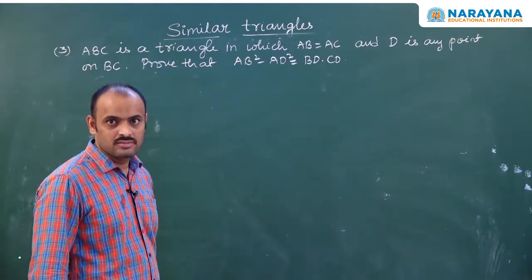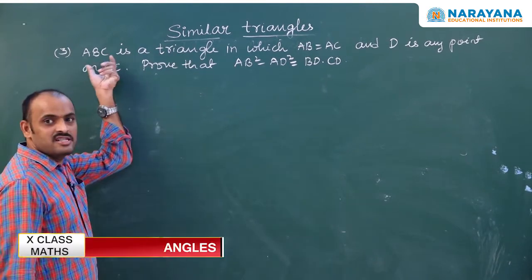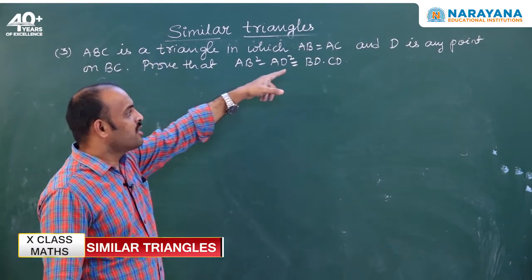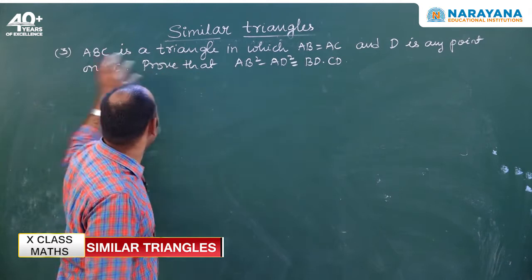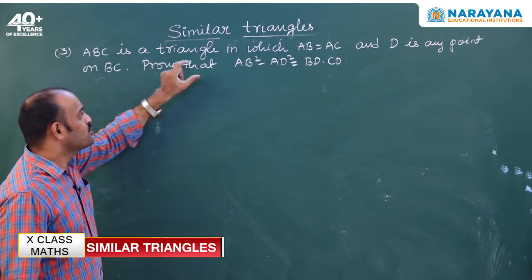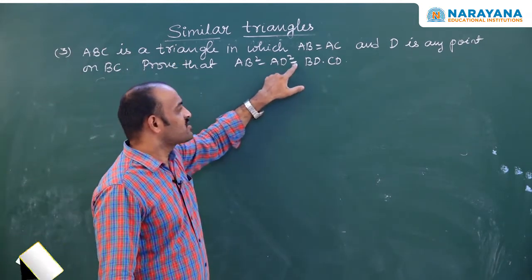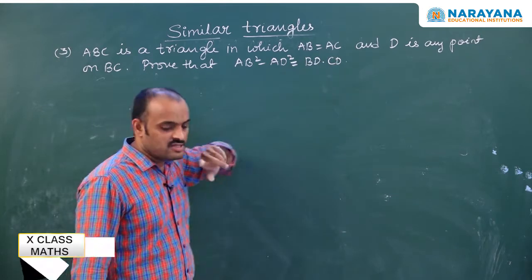Let's see one more. ABC is a triangle in which AB is equal to AC and D is any point on BC. Prove that AB square minus AD square is equal to BD into CD.